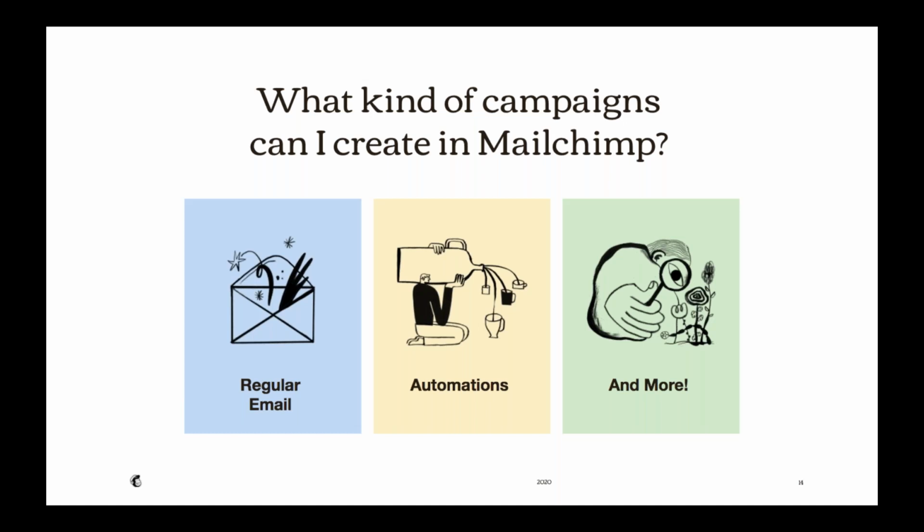Then there's automations. Mailchimp's automation feature allows you to create targeted emails that send when triggered by a specific date, event, or contact's activity. There are even more campaign options in Mailchimp that we'll explore in other webinars. But for now, regular email and automation campaigns are a foundational place to start in Mailchimp.